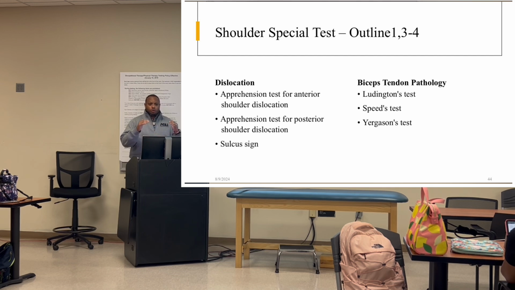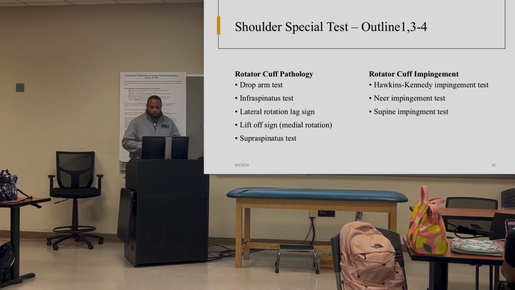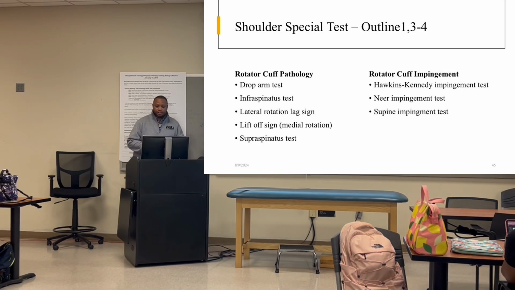So you need to know what category the special test falls into. For example, you need to know that the London's test, Speed's test, and Yergason's test are tests for biceps tendon pathology. And for rotator cuff pathology, you have special tests such as drop arm test, which is not specific to a specific rotator cuff, because then you've got to do further assessment.